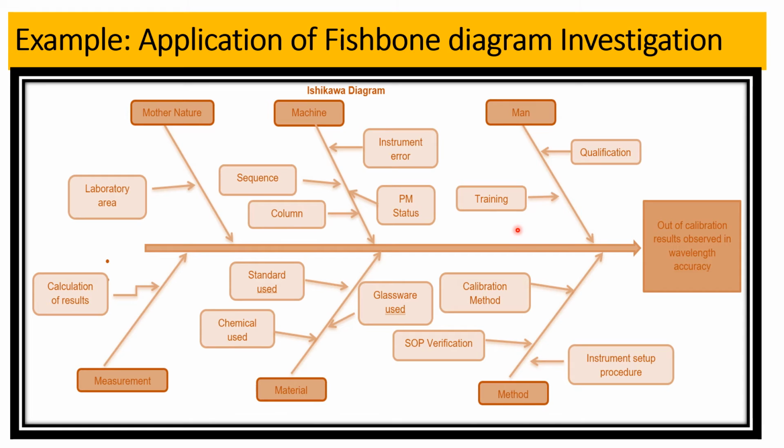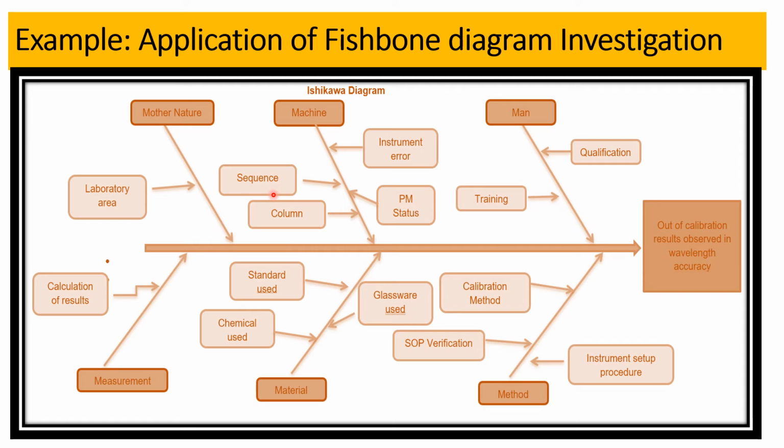Next is machine, right? Here the first one is the preventive maintenance status. Here we need to check whether the preventive maintenance of the instrument is completed or not, right? Next is instrument error. Here you can check the instrument physically, right? Check for proper dipping of the port in the mobile phase, or check each module for any leakage, whether leakage is observed or not, right? Next is column. Here you can check whether the correct column is used as per the SOP or not. You can verify the dimensions of the column and other details as per the respective calibration SOP, right?